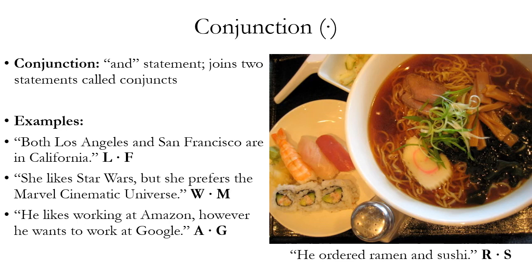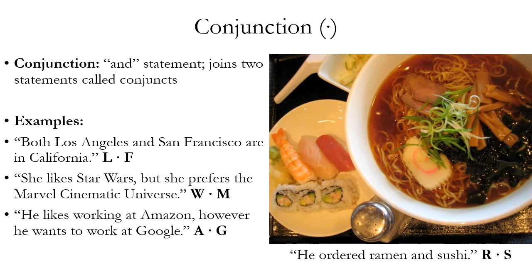She likes Star Wars, but she prefers the Marvel Cinematic Universe. So in this example, the word but is expressing the idea of and. The logical idea of and, or conjunction, is just saying that both statements you're conjoining are true. And if you think about the word but, it does have a different connotation or implicit meaning than the word and, but it has the same basic idea logically speaking. When you say she likes Star Wars, but she prefers Marvel, you're saying she likes Star Wars and she prefers Marvel. Both of them are true.